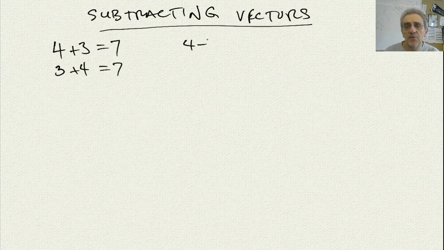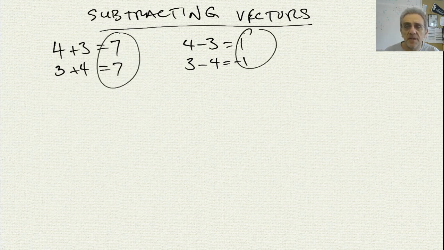Whereas if I go 4 minus 3, that's equal to 1, but 3 minus 4 is not equal to the same thing. Notice these two are the same, which means addition is commutative, but these two are not the same. So subtraction is not commutative. This holds also true for adding and subtracting vectors.